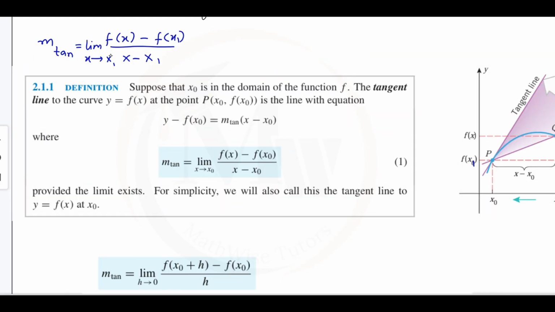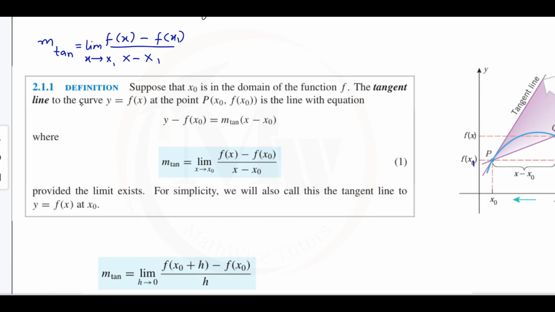Using this formula, the equation of the tangent line is defined as follows. Suppose that x naught is in the domain of the function. I called it x1, so that can be called x naught. They are just symbols, so don't confuse yourself. We can call it x naught, or a, or x1, any point. So this is just the first point of the function.